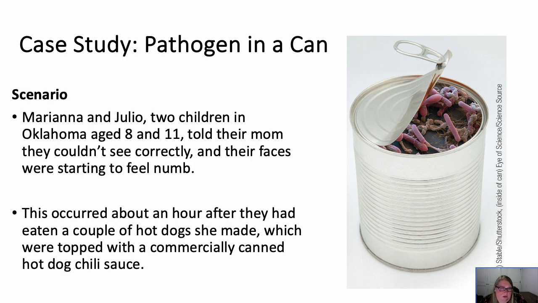Both Mariana and Julio come to their mom and complain about not being able to see correctly, like they're having trouble seeing things. And their faces were starting to turn numb. When they come and start talking to their mom, it's about an hour after they had eaten lunch. For lunch, their mom had cooked them a couple of hot dogs and then topped them with a commercially canned hot dog chili sauce. Because who doesn't like a good chili dog?